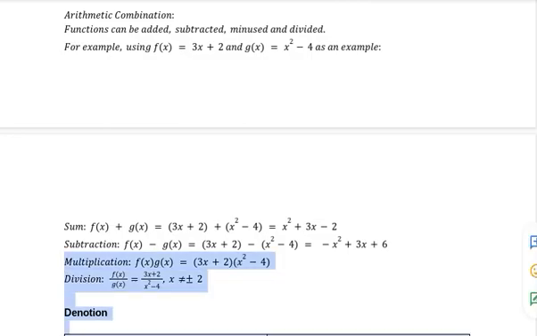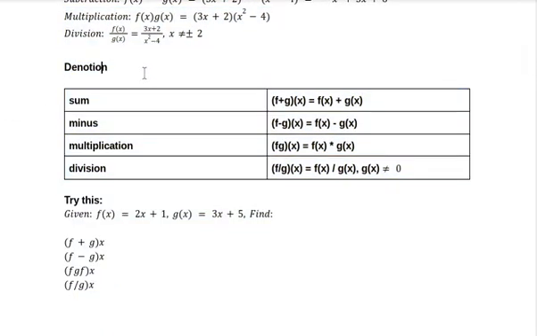Now let's talk about the notation of them. So the sum has the notation (f plus g)(x), which is equal to f(x) plus g(x). The second one is (f minus g)(x), which is equal to f(x) minus g(x). The third one is (f times g)(x), which is shown like this, f(x) times g(x). The fourth one is (f divided by g)(x), which is equal to f(x) divided by g(x).